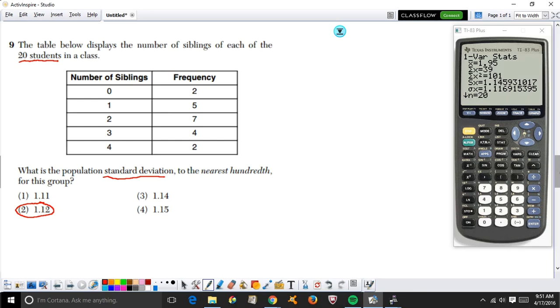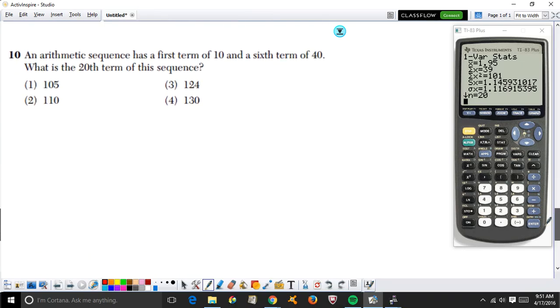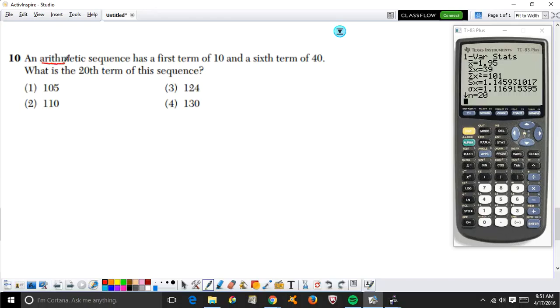Now, for example 9, we talk about an arithmetic sequence. An arithmetic sequence has the first term to be 10 and the sixth term to be 40. Now the question is, what is the 20th term of this sequence? So let's place the scenario that we're speaking of here. The first term is 10. The sixth term is 40. They want to know what is the 20th term.